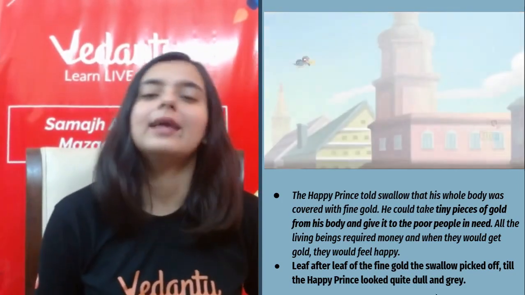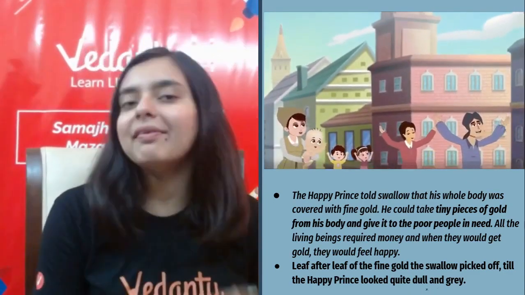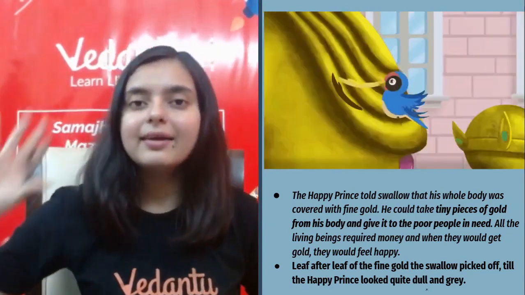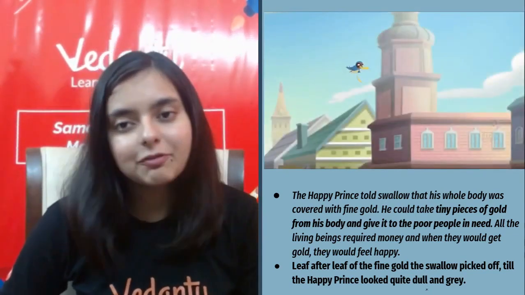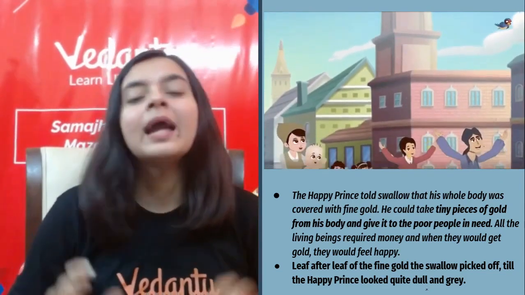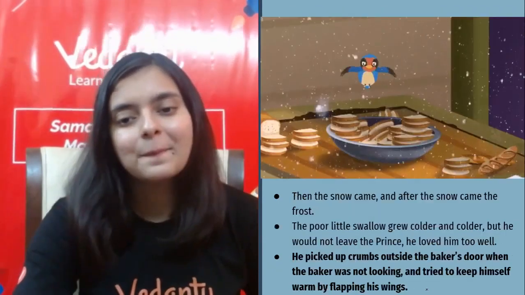And now the happy prince, which was looking so beautiful when we began the story, standing erect with a beautiful gold plated body and sapphires in his eyes, now looked very dull and gray.